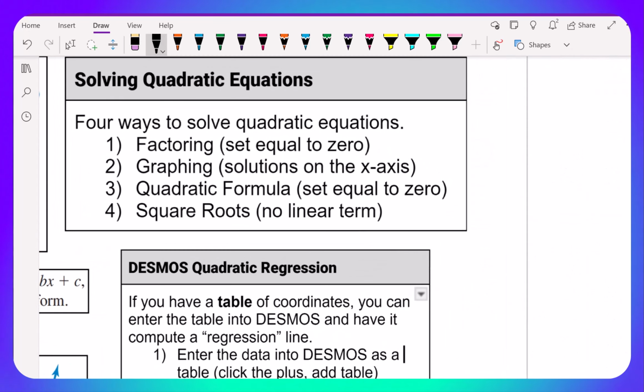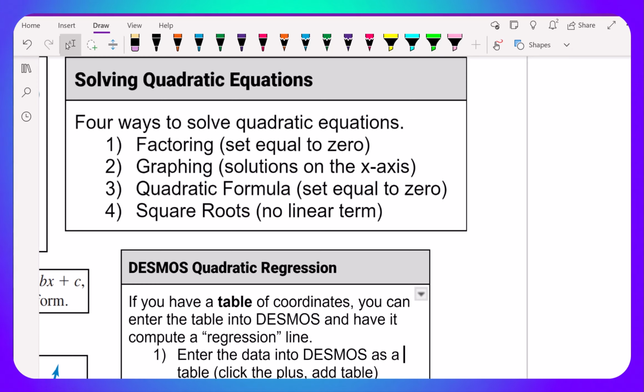All right, solving quadratic equations. There are 4 ways that we reviewed this year on how to solve a quadratic equation. We can either factor it. If you factor it, you do need to set it equal to 0, and there are many different ways to factor. 2, you can graph it. If you have access to Desmos, go ahead and graph it. Look at the x-axis. That's where the solutions are going to be.